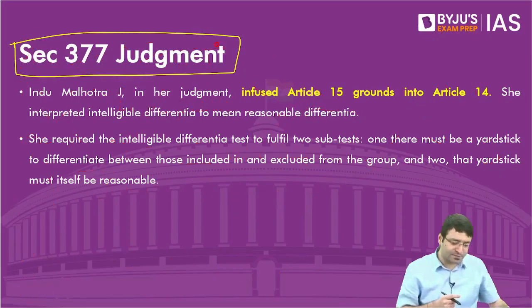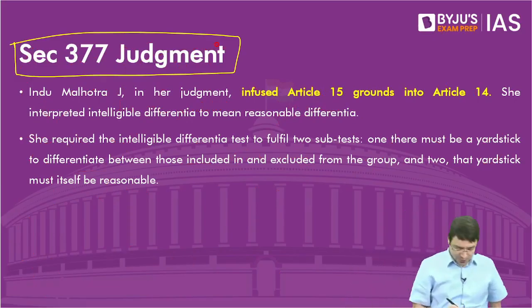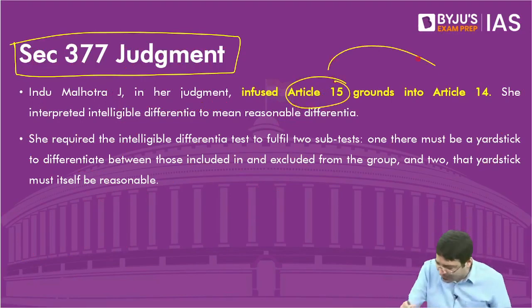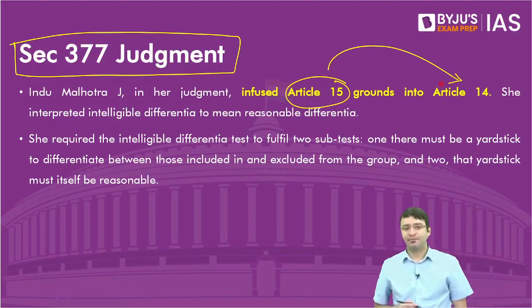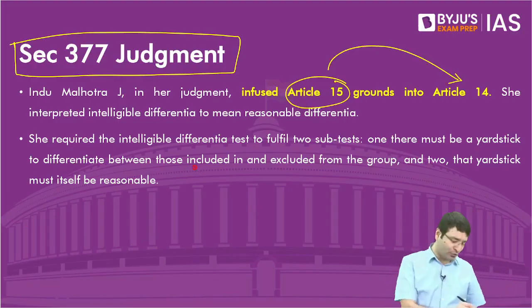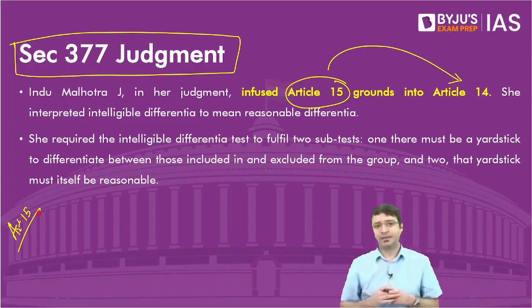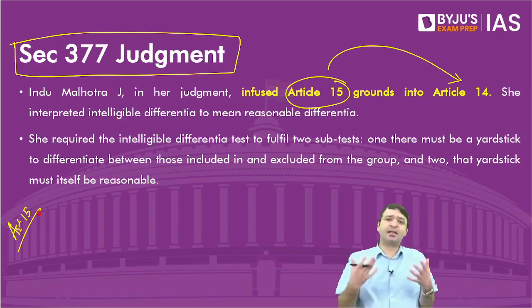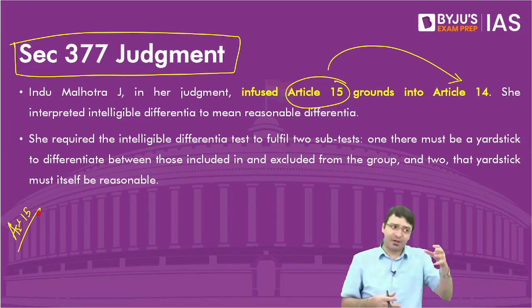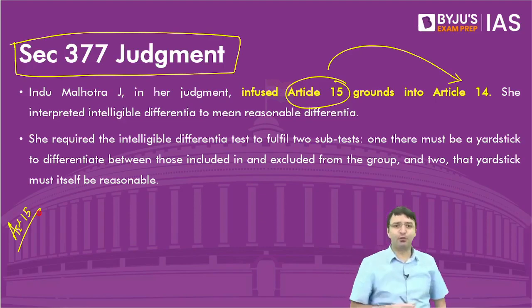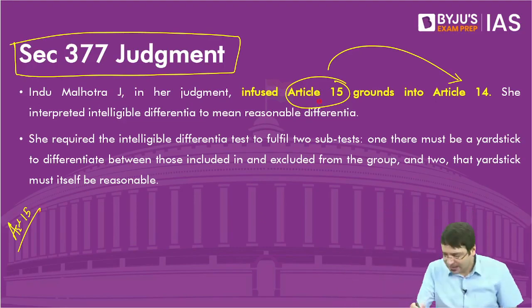One judge who was on this bench was Justice Indu Malhotra. She was part of the Section 377 judgment. And what she said? She infused Article 15 into Article 14. When we discussed arguments in favor of CAA, I told you there was an allegation that Article 15 is violated. Article 15 says there can be no discrimination on the grounds of religion. And there I told you the justification is Article 15 is not applicable to foreigners. It's applicable only to the citizens. So CAA does not violate Article 15. But Justice Indu Malhotra in this Section 377 judgment, it infused Article 15 into Article 14.